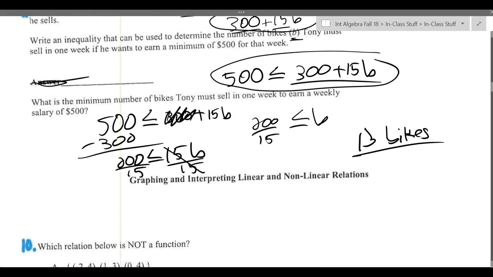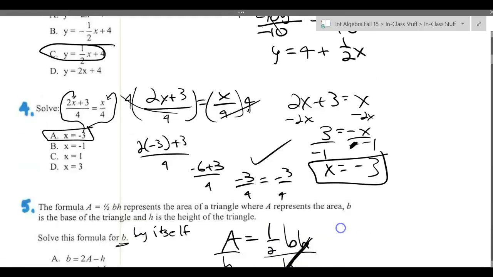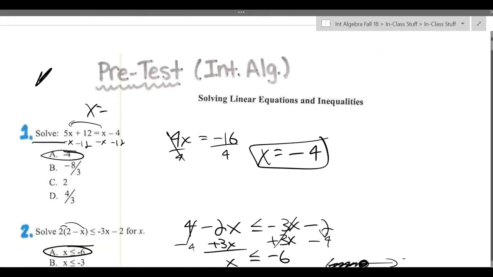Cool. Okay, so we've gone over all these problems. And then you'll see the link here at the end, and then you will go take it and show your mastery skills of this standard, which was called Solving Linear Equations and Inequalities.